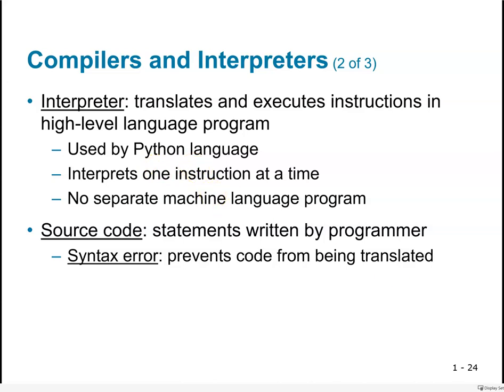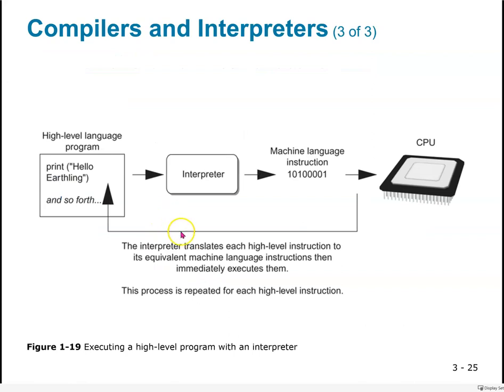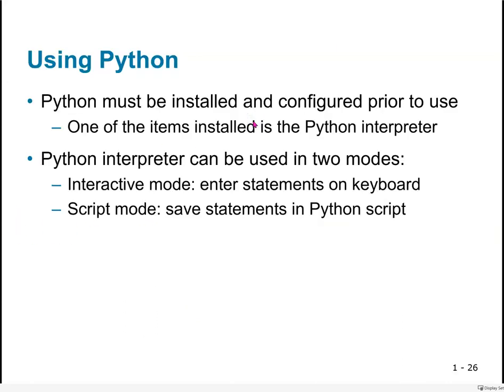Source code is statements written by a programmer, and syntax errors are things that are incorrect grammar that prevent code from being translated. So here's an example. High-level program: Hello, Earthlings. And the interpreter translates on the fly to machine language instructions, and it's run in the CPU. And this is repeated for every high-level instruction. It is less efficient than a compiler, but it does have advantages, and it's easier and more portable.